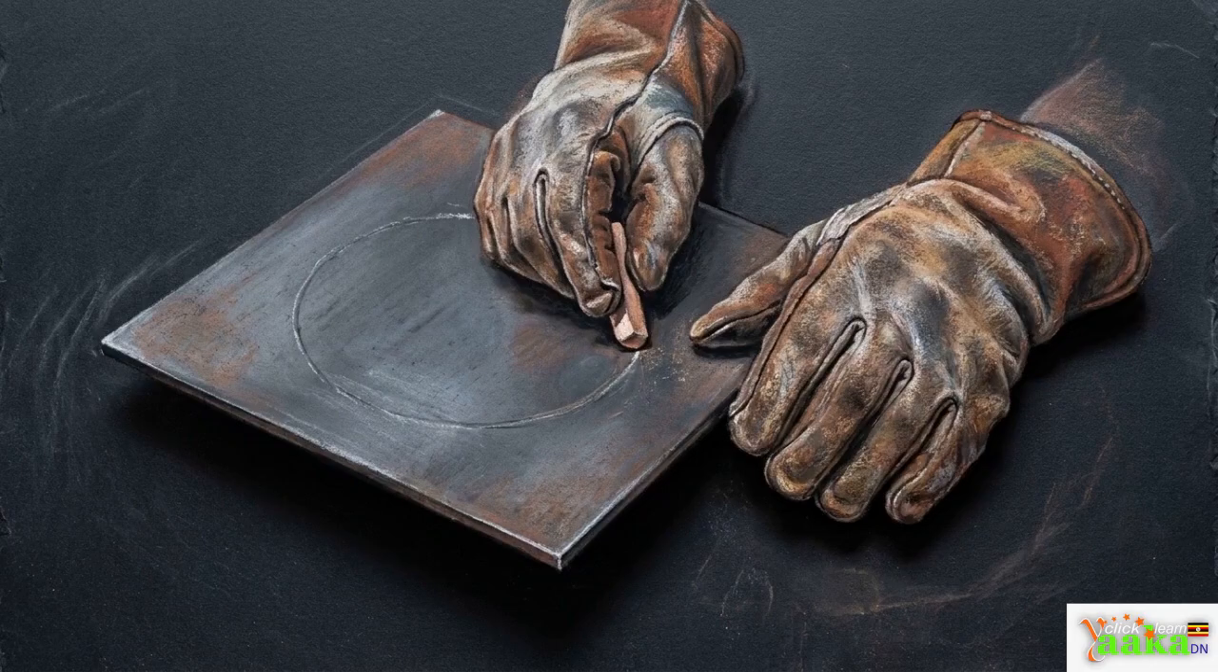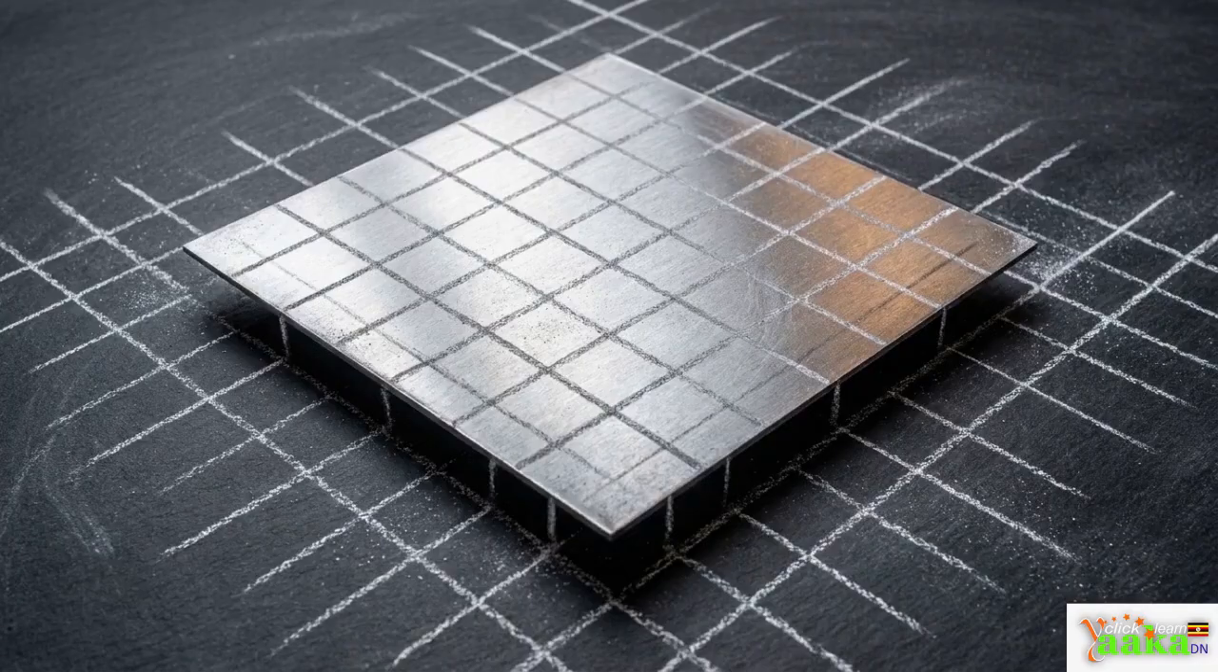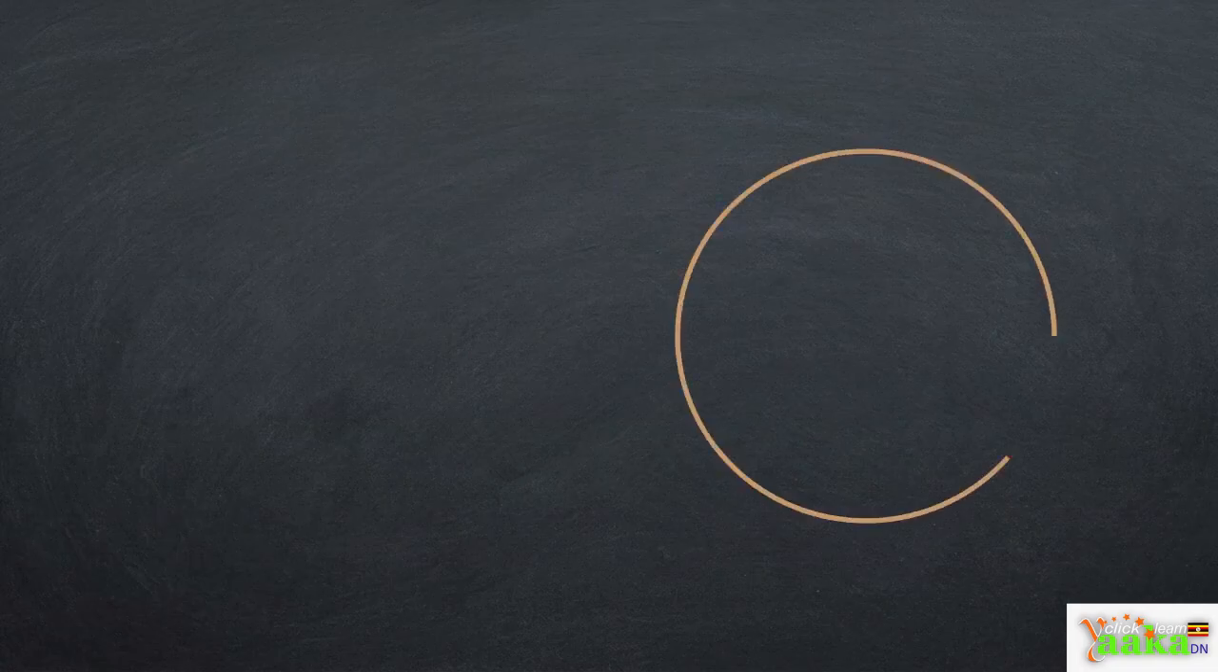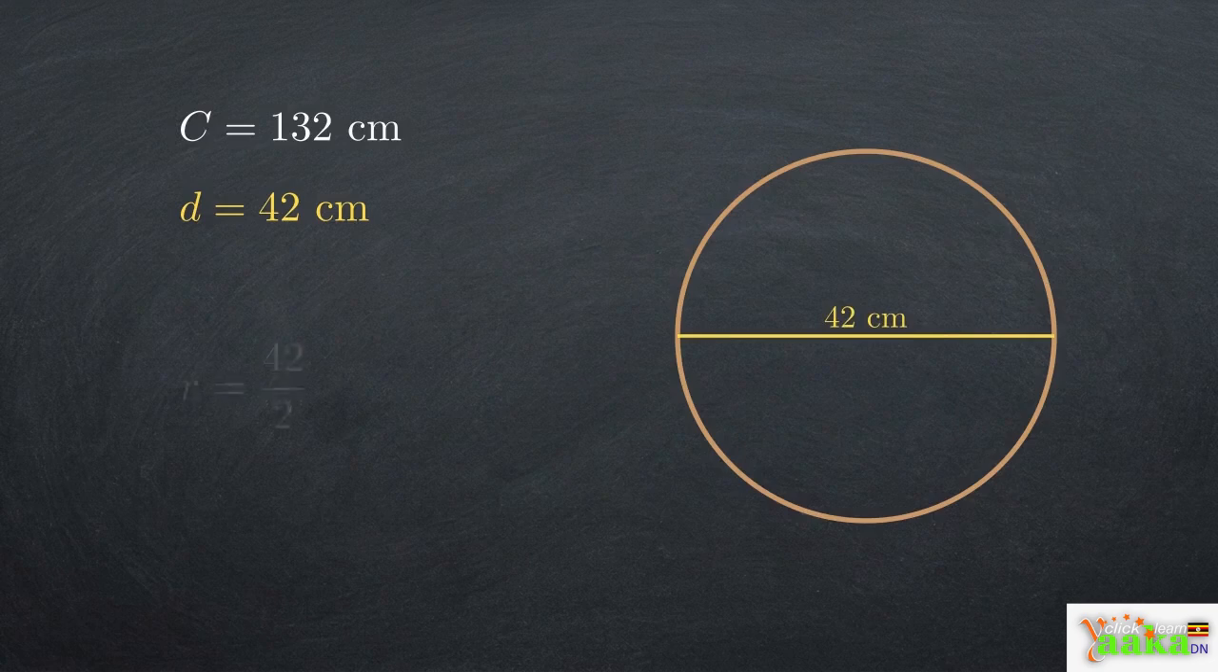Let's look at a final problem. A metal worker is cutting a manhole cover. He knows the circumference must be exactly 132 centimeters, but he needs the surface area to select the right amount of metal. We can find the area by working backward from the circumference. We know 132 equals 22/7 times the diameter. By rearranging this, we find that the diameter is 42 centimeters. Following our previous rule, we divide that diameter by 2 to get a radius of 21 centimeters.